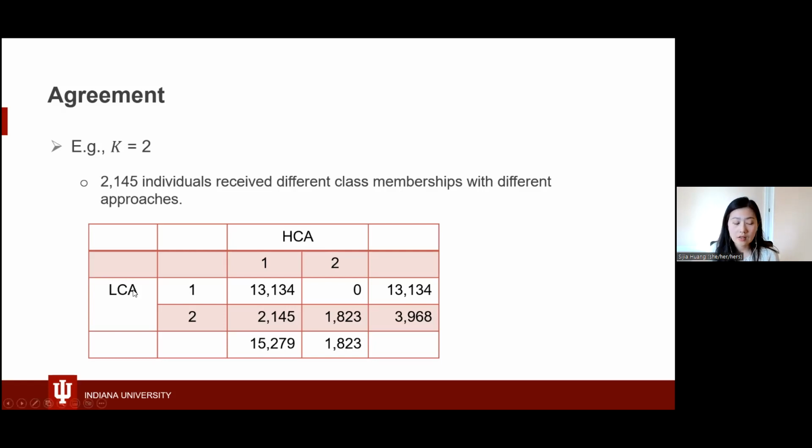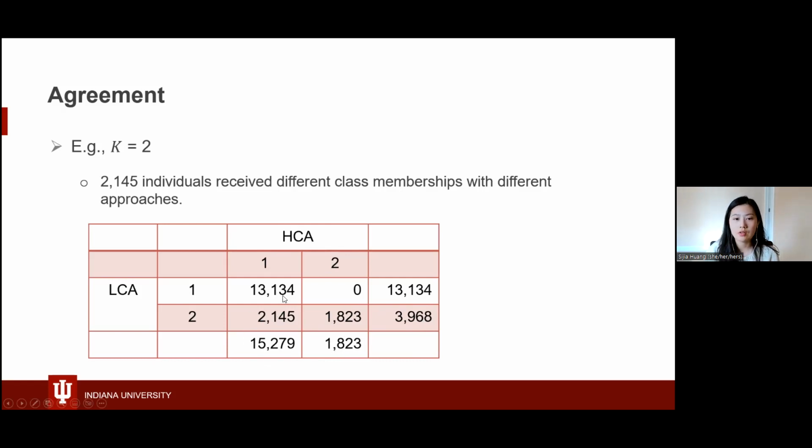It seems that with the LCA, more than 13,000 children will be classified as class number one, while the remaining 4,000 children will be classified in another class. We haven't explored the nature of these two classes yet; it's only representing the number here. With HCA, more than 15,000 children will be classified as cluster number one if two clusters are retained, while the remaining 1,800 children will be classified as cluster number two.